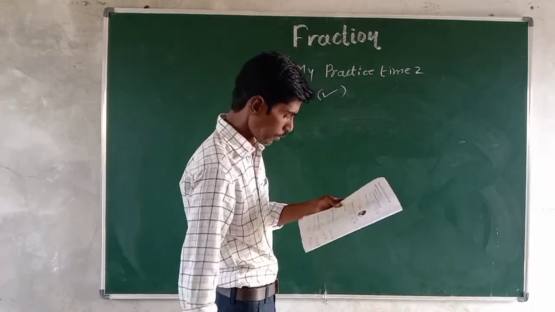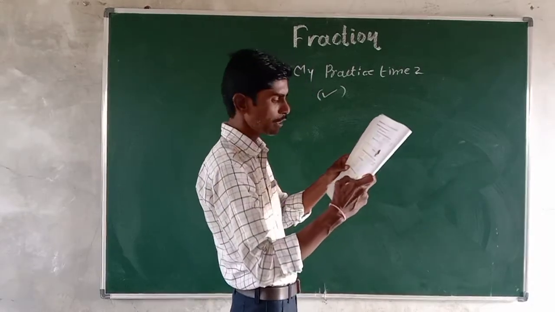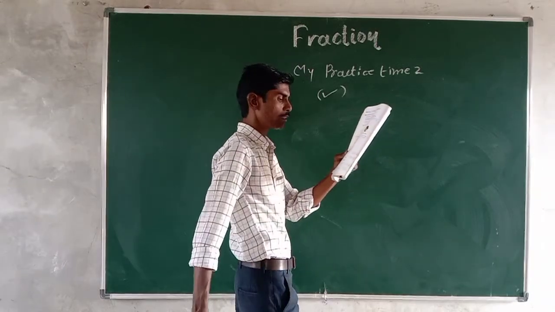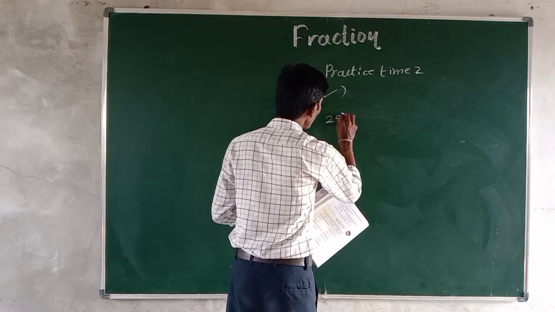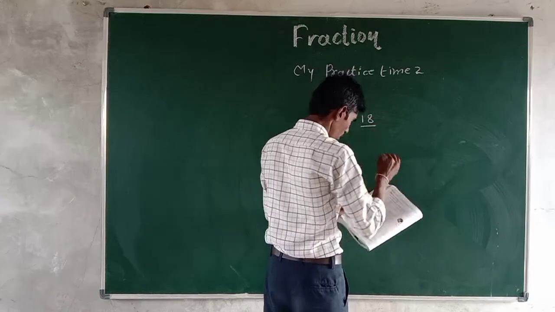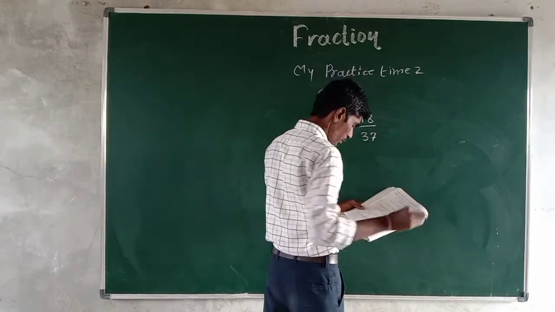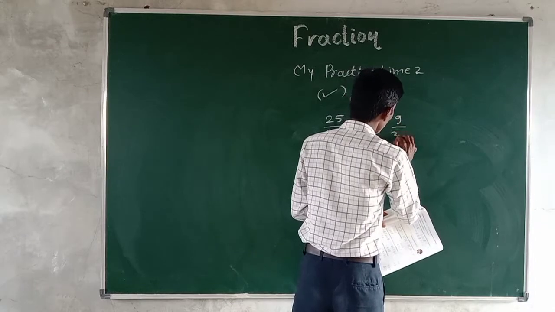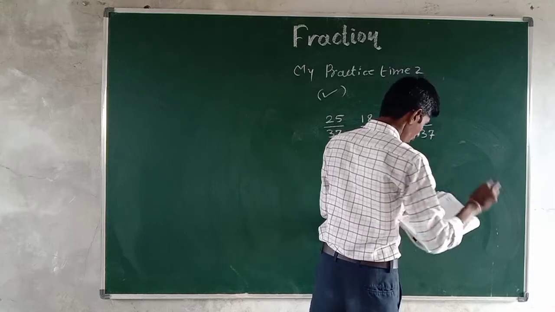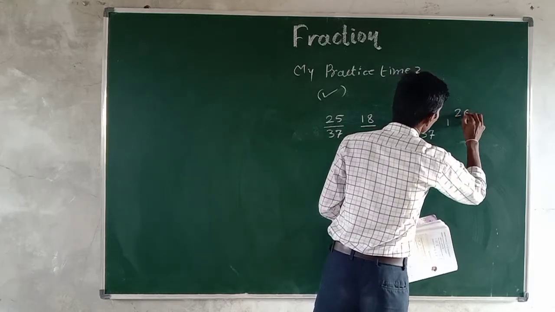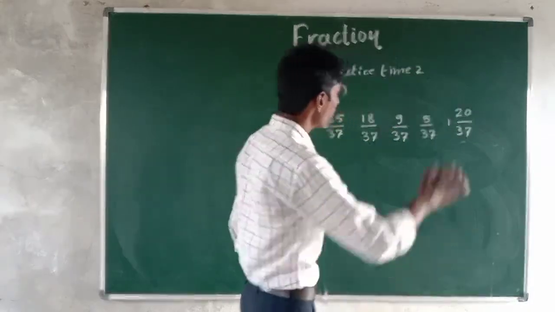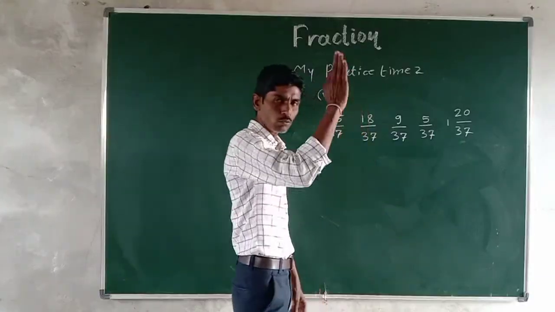Now, question number 3. Arrange the following fractions in ascending order. That is 25 by 37, then 18 upon 37, then 9 upon 37, then 5 upon 37, and the last one is 20 upon 37. And we have to write them in ascending order. Ascending order means smallest to greatest.